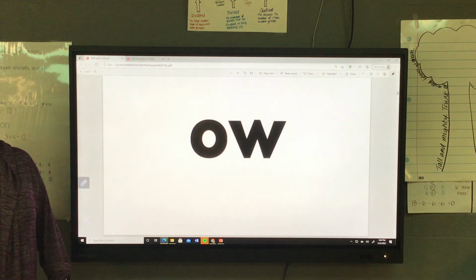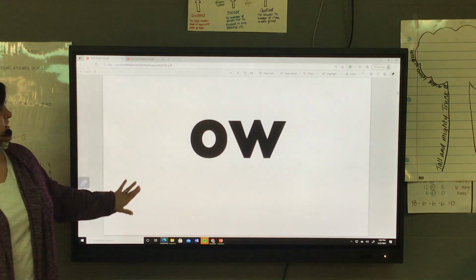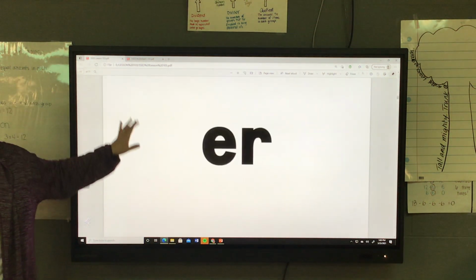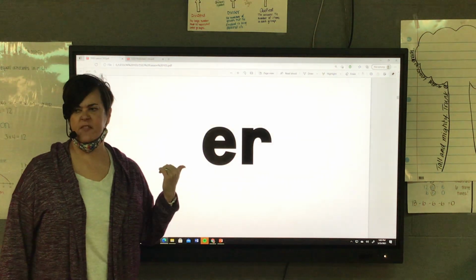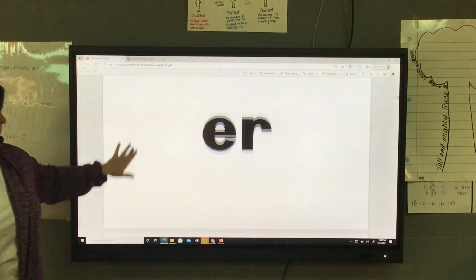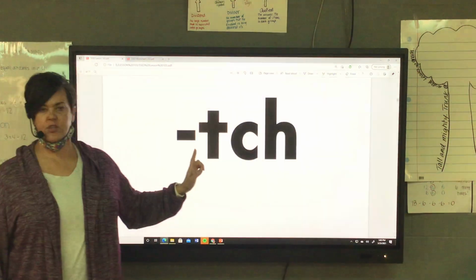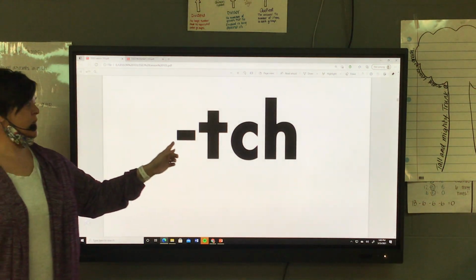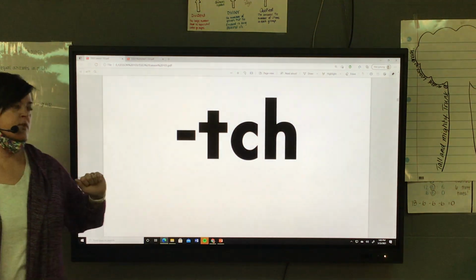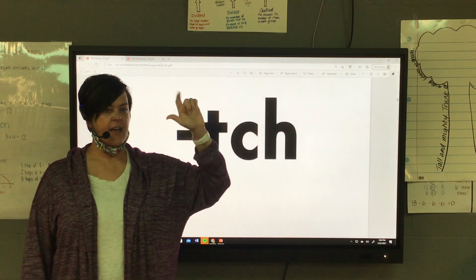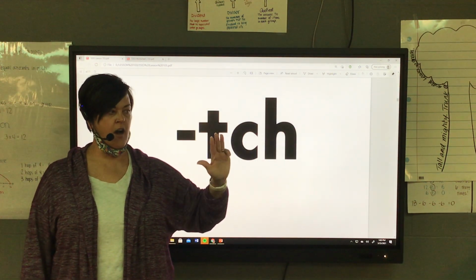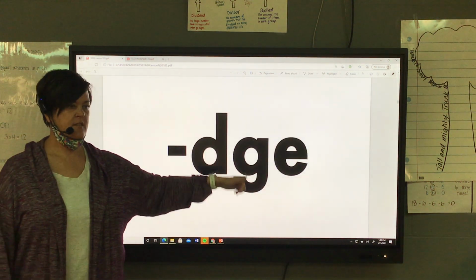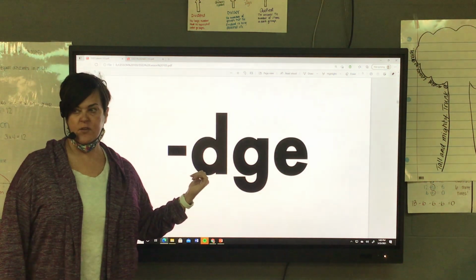Usually found at the end. Where's this usually found? At the end of a word. At the end of a word. What does it follow? Short vowel. And our short vowels say a, e, i, o, u. Again, what does it follow?